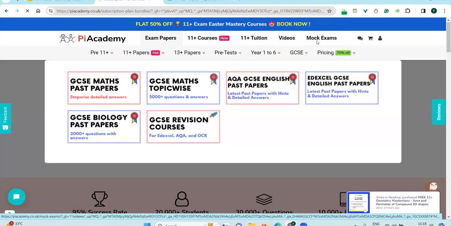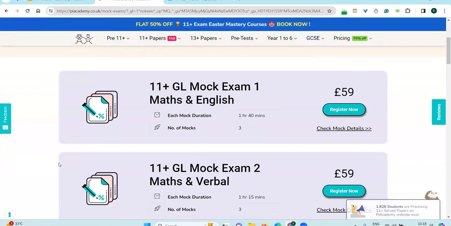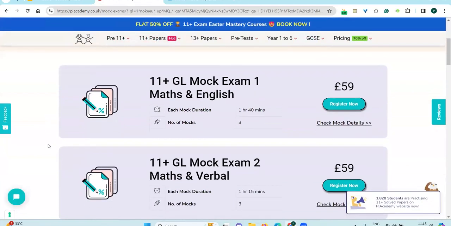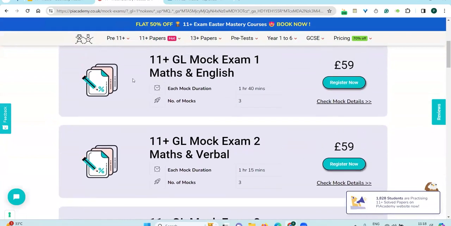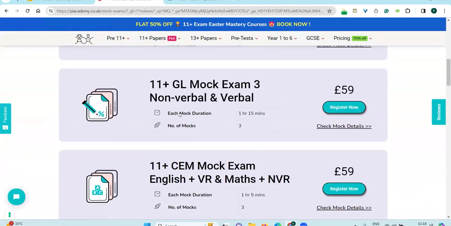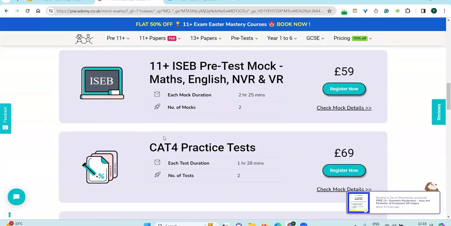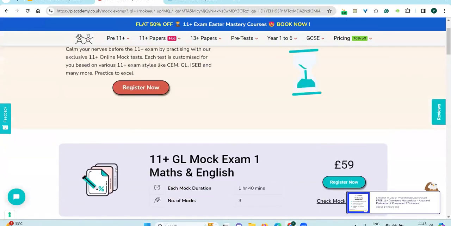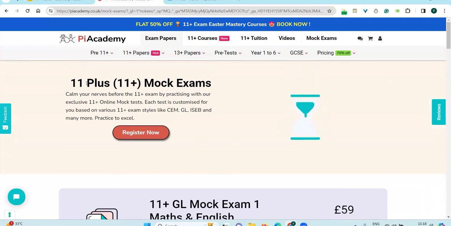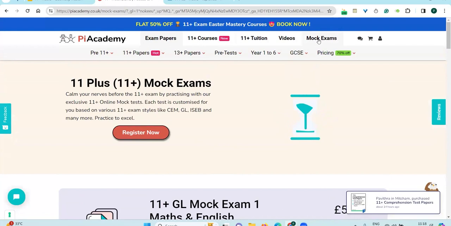So we have subject-specific mock exams. Depending on the school that you are targeting, depending on the subjects that that particular school is going to be testing you at, you can check out our mock exams. So we have maths and English, maths and verbal, non-verbal and verbal, and you can check these out. We also have ISEB and CAT for practice tests. So do check out our 11 plus diamond plan. And in general, if you're looking to start attempting your mock exams, head over to the mock exam section on our website.